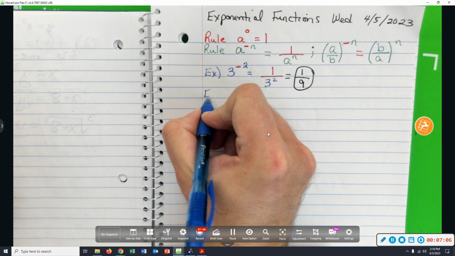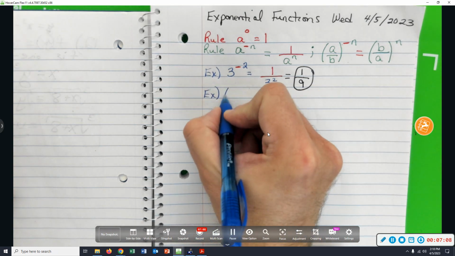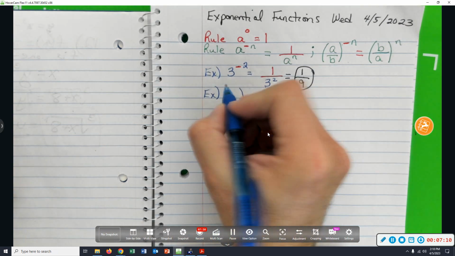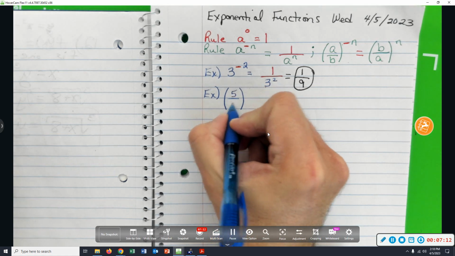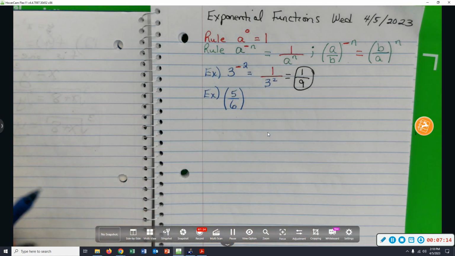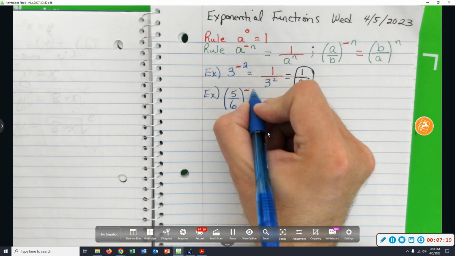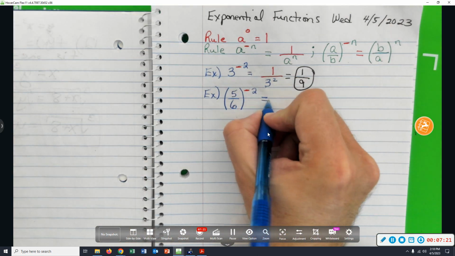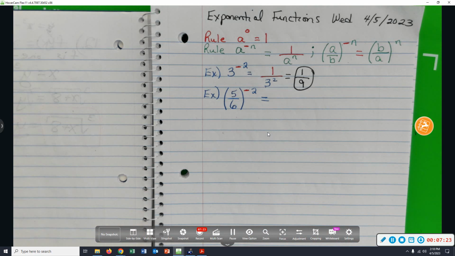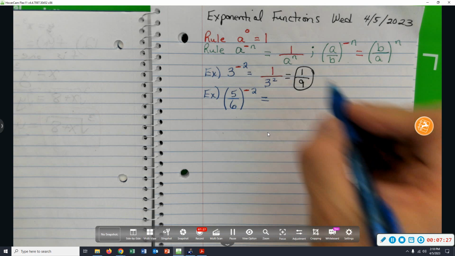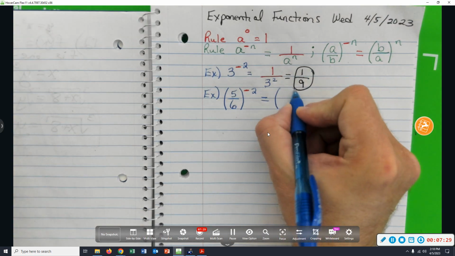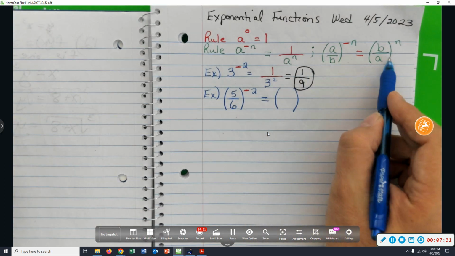Suppose we had 5 over 6 to the negative 2 power. Your answer will not be negative. It's 6 over 5 to the second. Exactly. Did y'all hear that? That's what this second rule is right here.